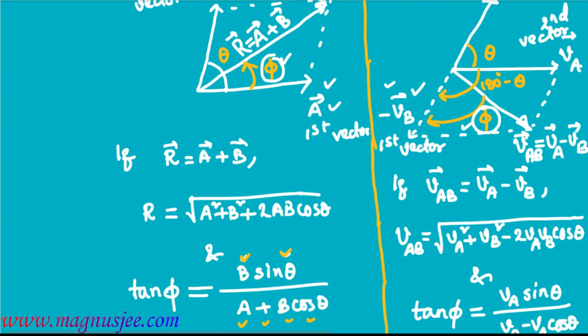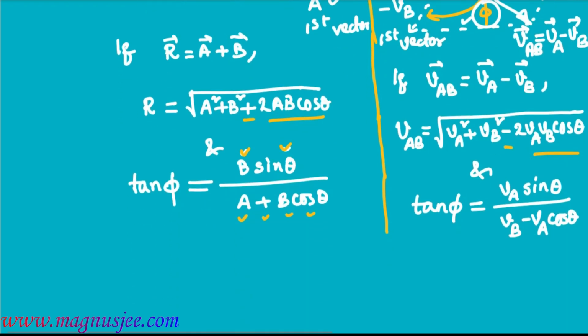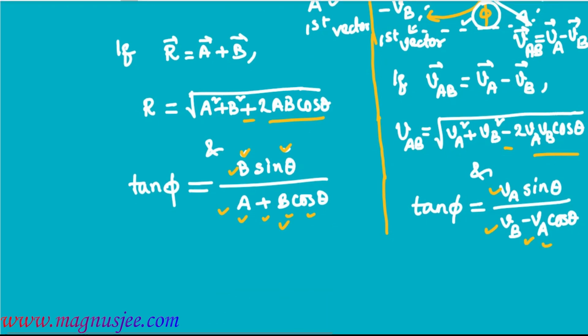Now for vector addition on the left hand side, we have plus 2AB cos theta, and for subtraction of two velocities on the right hand side we have minus 2 VA VB cos theta. On the left hand side we have A plus B cos theta, and here on the right hand side we have VB minus VA cos theta.